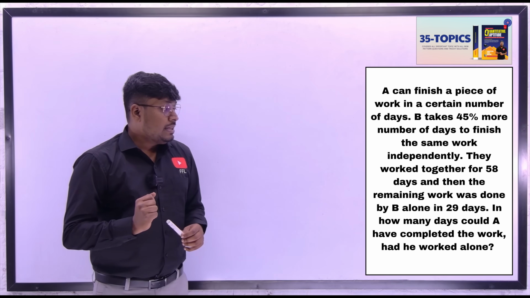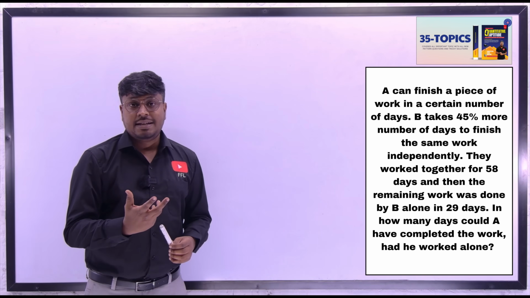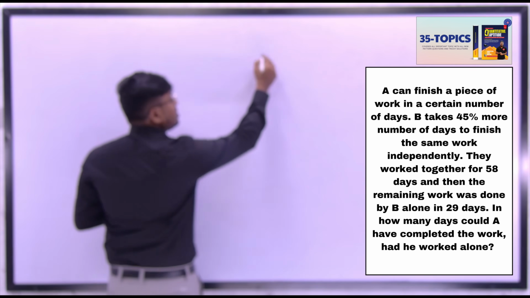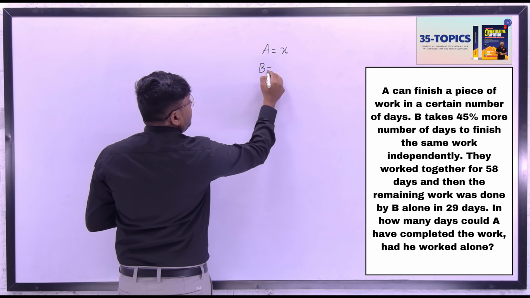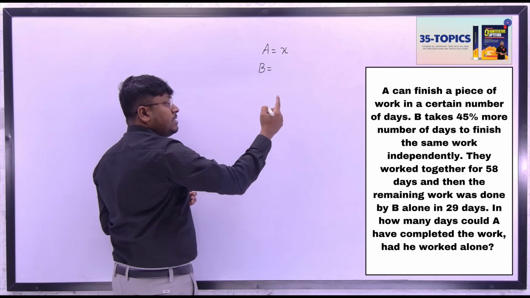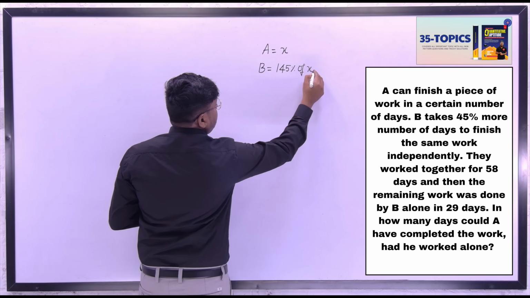So first they have given that A can finish the piece of work in a certain number of days. The number of days is not mentioned here. So what we can do here is take A as X. Then B will be 45% more, that means 145% of X. Friends, understood or not?